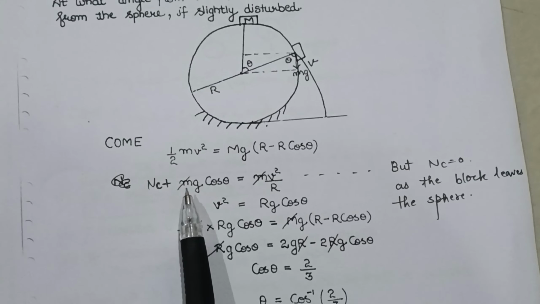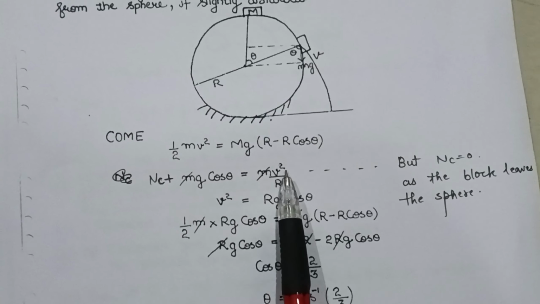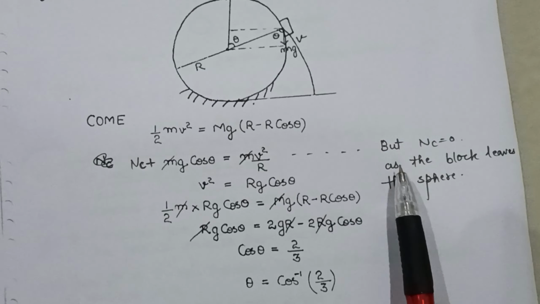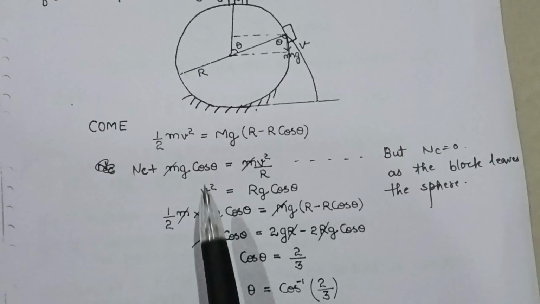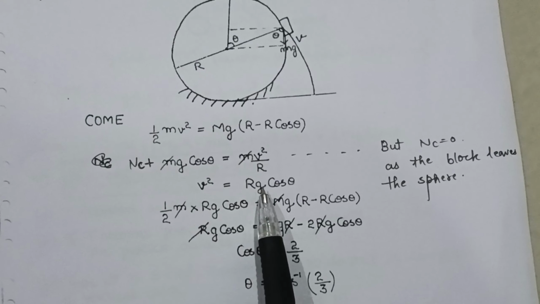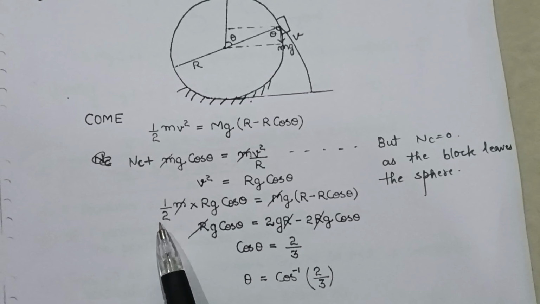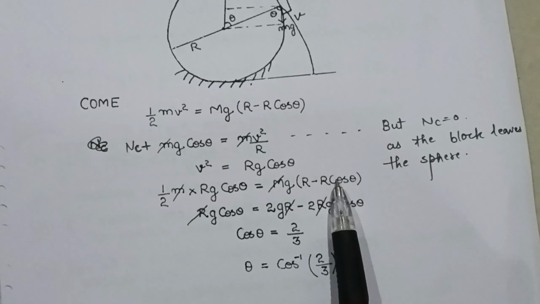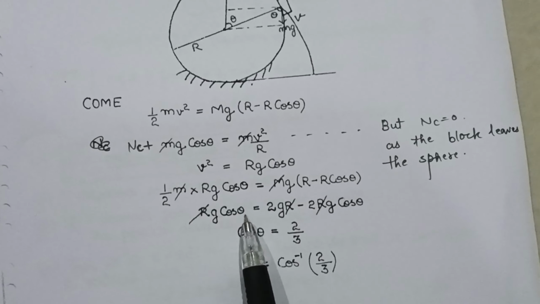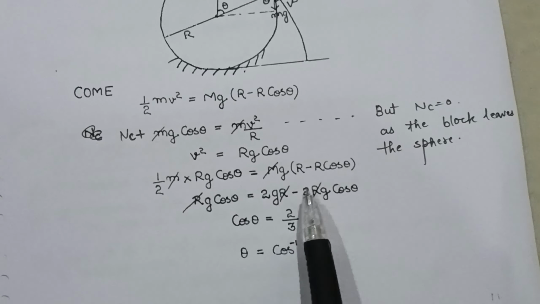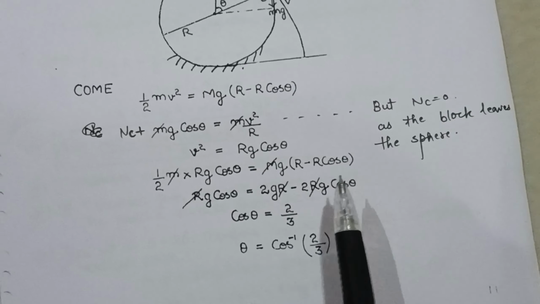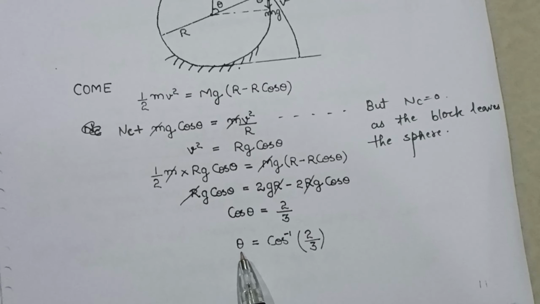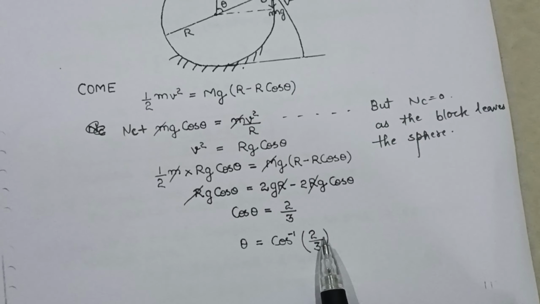So normal reaction plus mg cos theta is equal to mv square by r. As we know, normal reaction is 0 as the block leaves the sphere. Therefore v square is equal to rg cos theta. Therefore half of m into rg cos theta is equal to mg into r minus r cos theta. Rg cos theta is equal to 2gr minus 2rg cos theta. Cos theta is equal to 2 by 3. Therefore, we get theta is equal to cos inverse of 2 by 3.